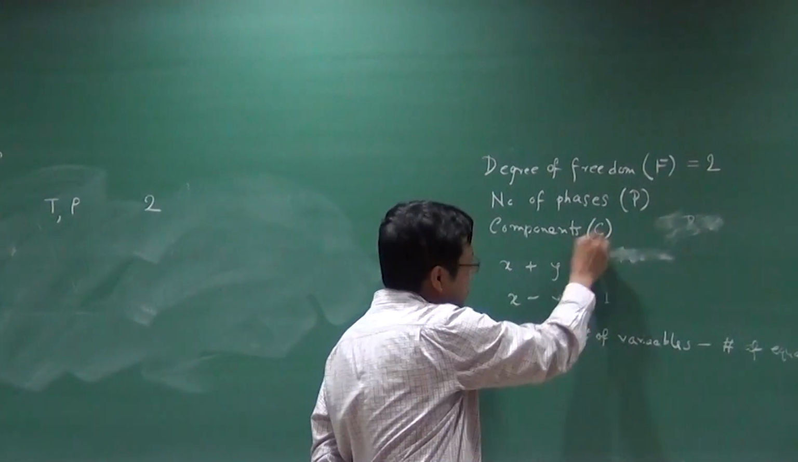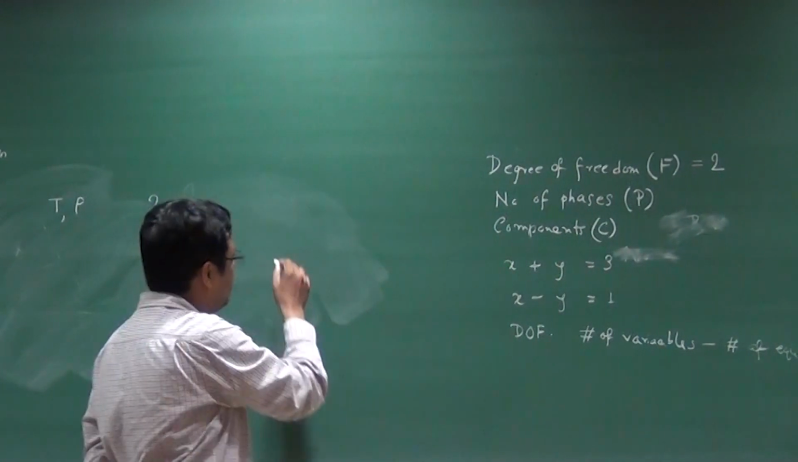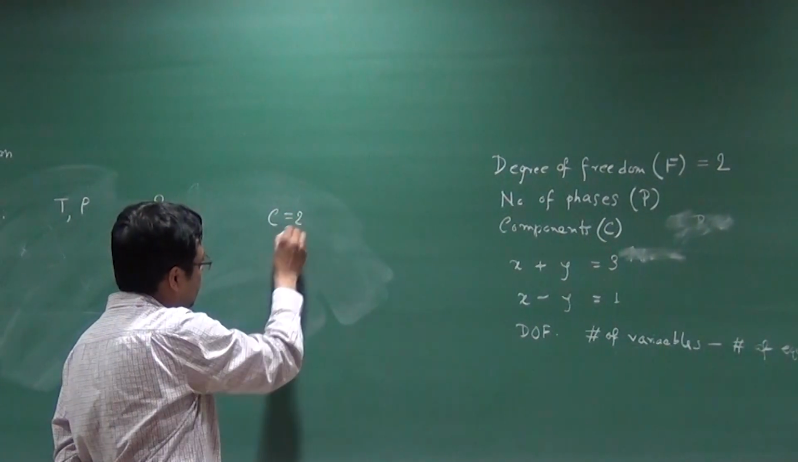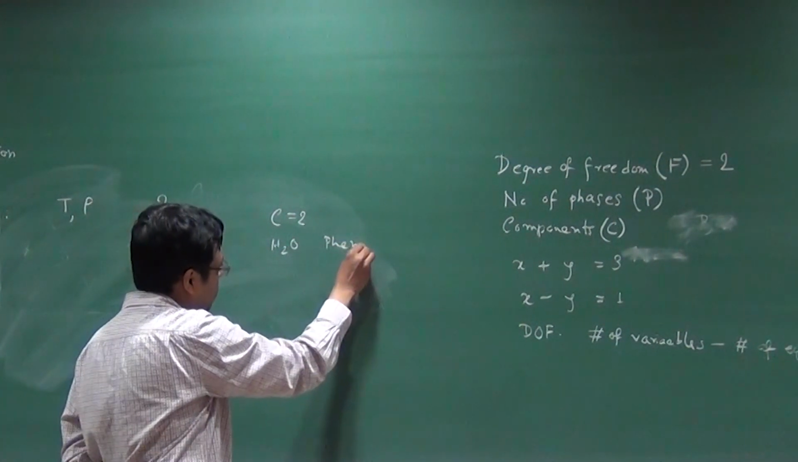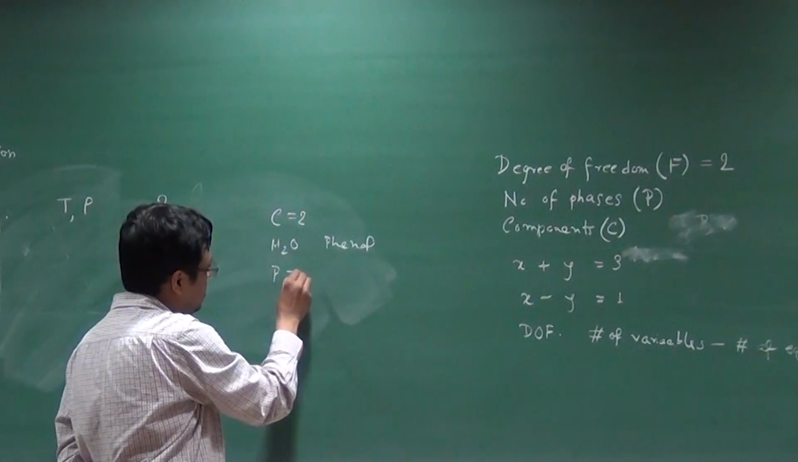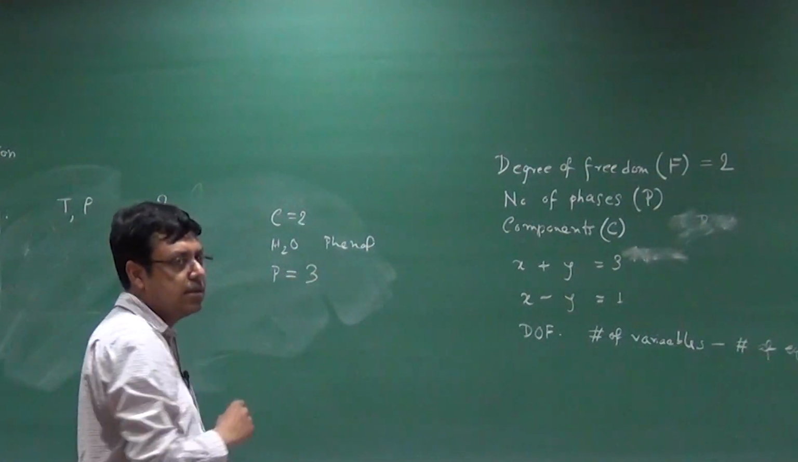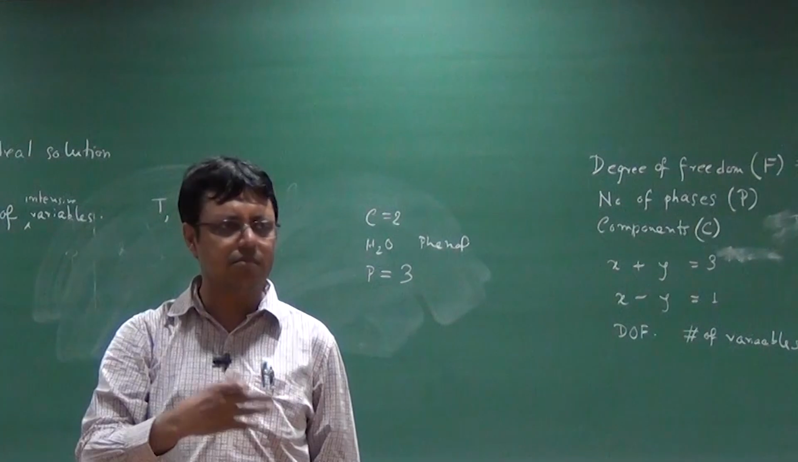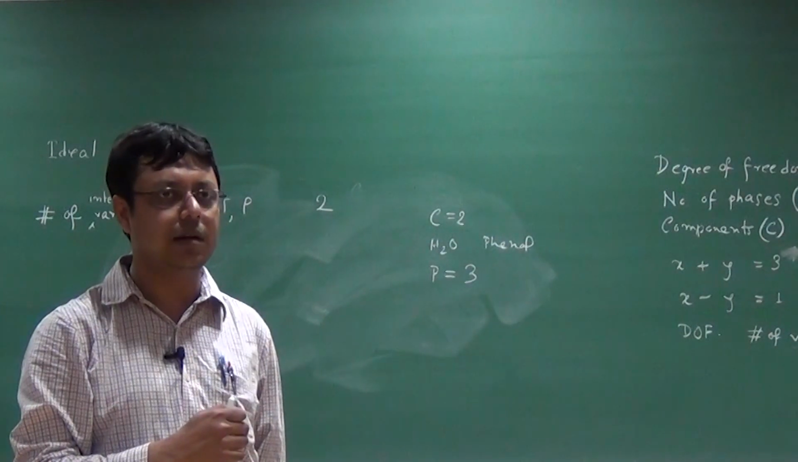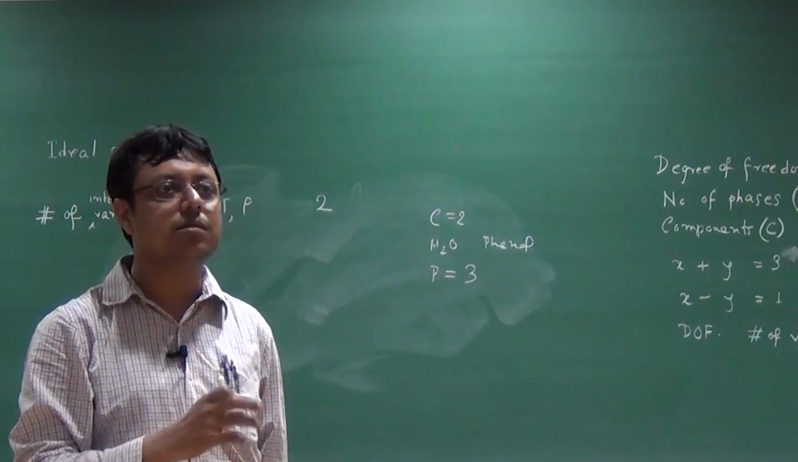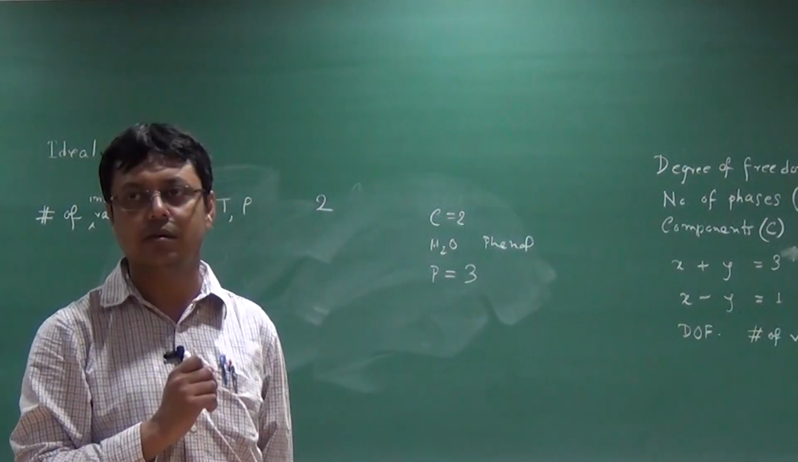Let's just write it as C. Again, let's say C equals 2, meaning I have water and something, let's say phenol. Now suppose the phases exist as 3. I just took a mixture of water and phenol and I'm varying the pressure and temperature. Now the question is, what are the variables here?